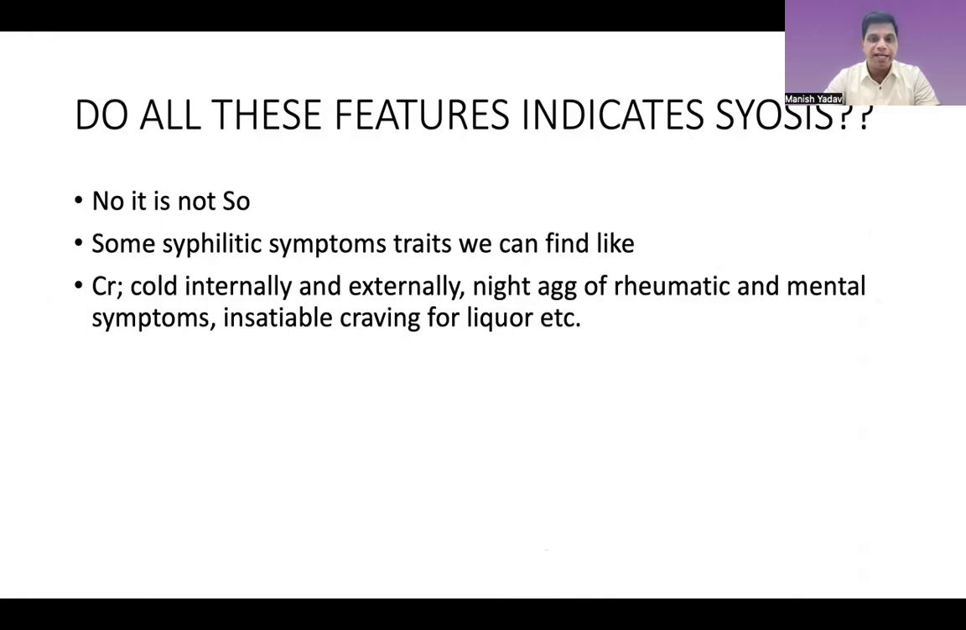Craving cold internally and externally, night aggravation of rheumatic and mental suffering, insatiety for craving. This all looks like syphilitic. But this is not syphilitic. What is written in literature, it is rather psora. Yeah, it is not syphilitic in nature. These all things that you read about, night aggravation, suffering in the night, craving for alcohol, cold they want. This is psora. So in literature, it is written about psora.